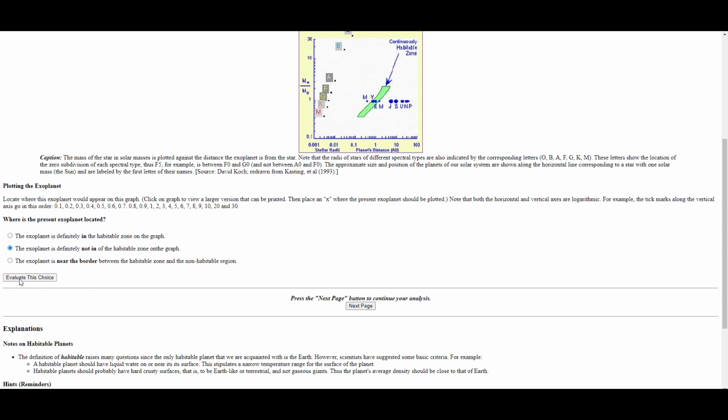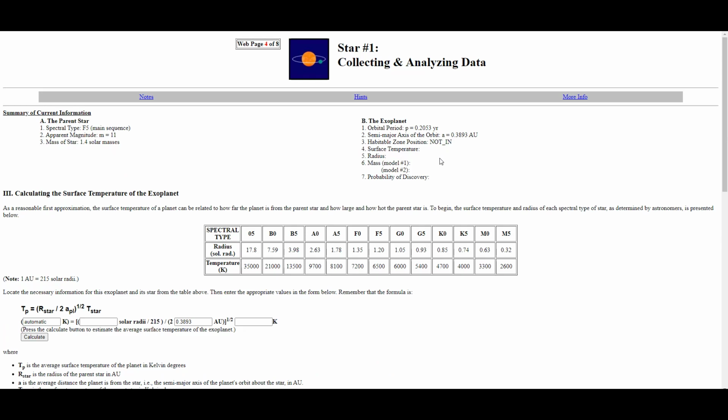Now when you hit evaluate choice, it will tell you if you're missing information, or it'll tell you if you get it wrong and tell you what to think about and look at to correct it. It won't give you the answer, it'll just tell you how to move forward. But we can evaluate that. It says good choice. Cool. So we can add that it is not in the habitable zone. So it says not in, or you just put no.